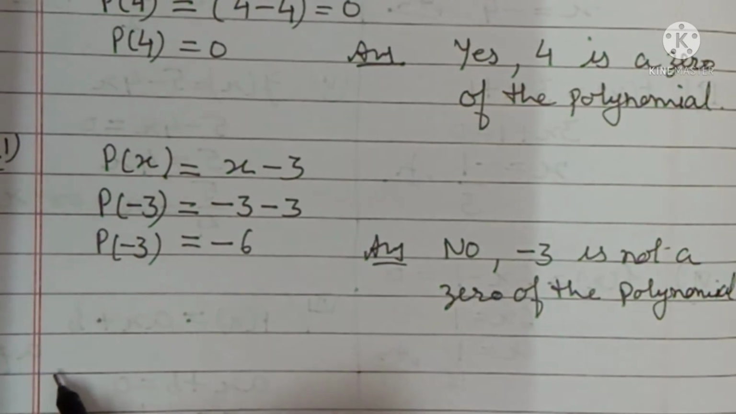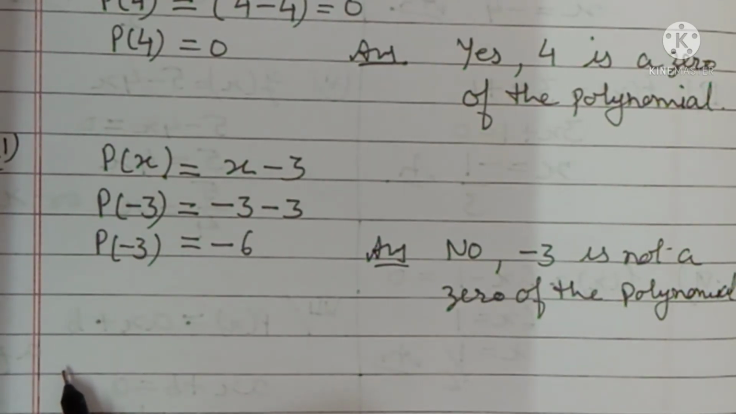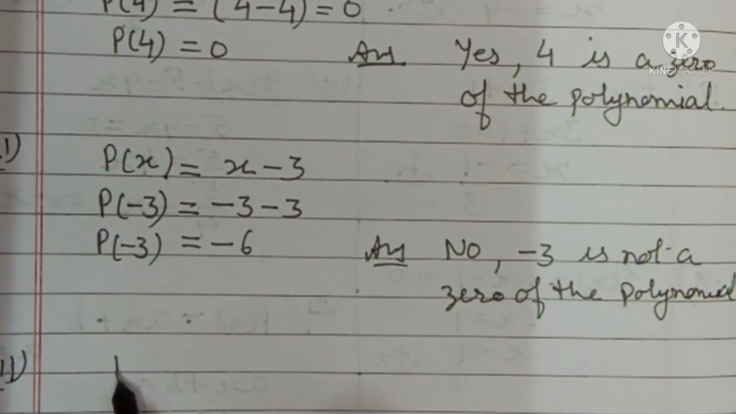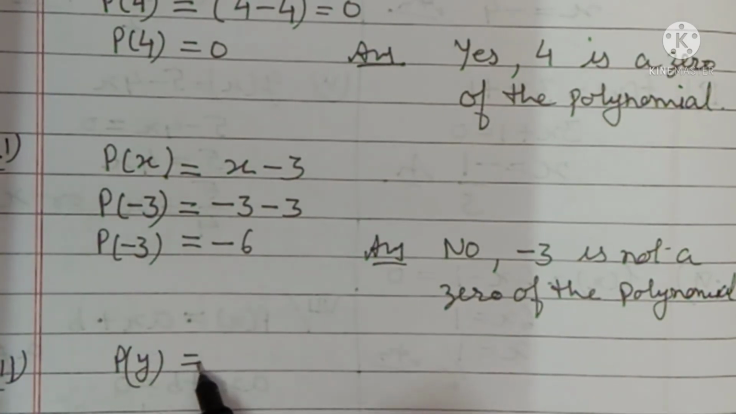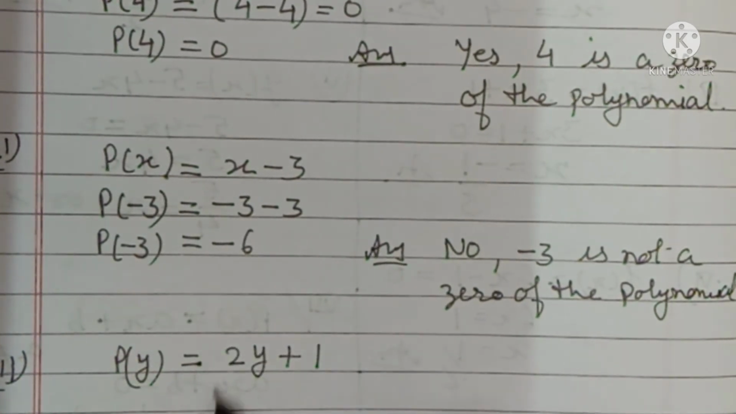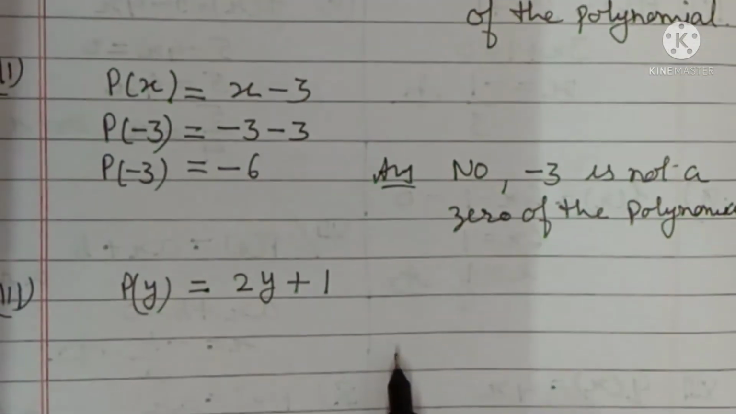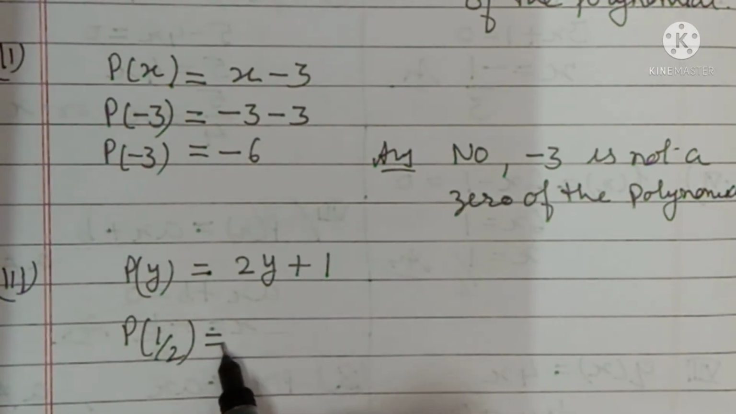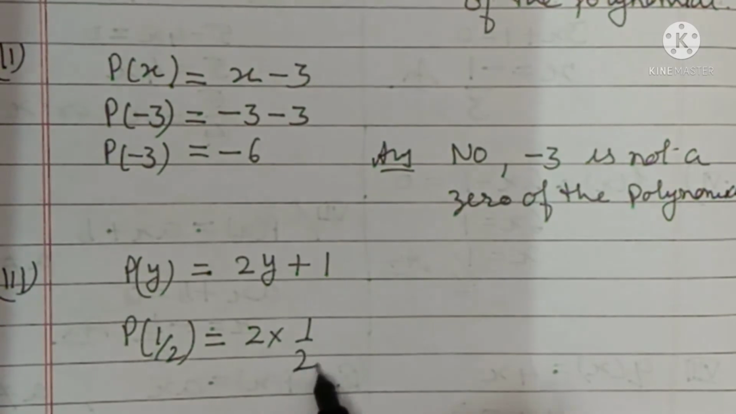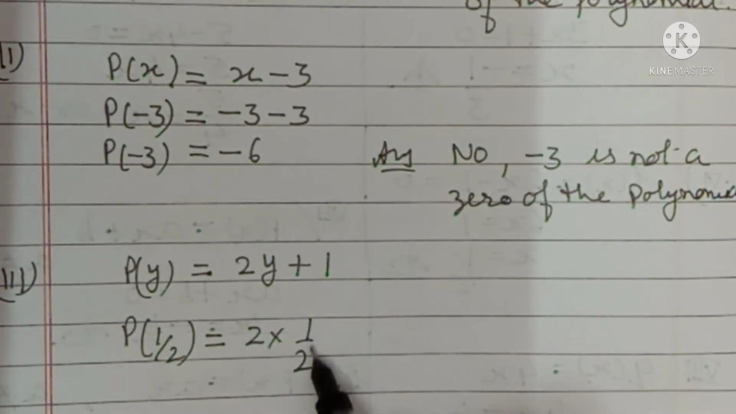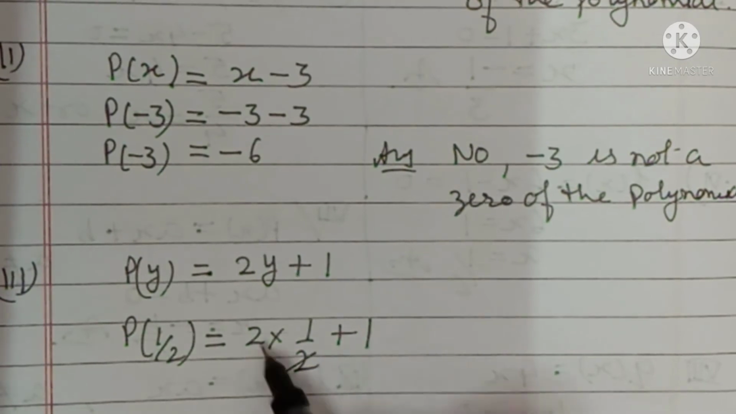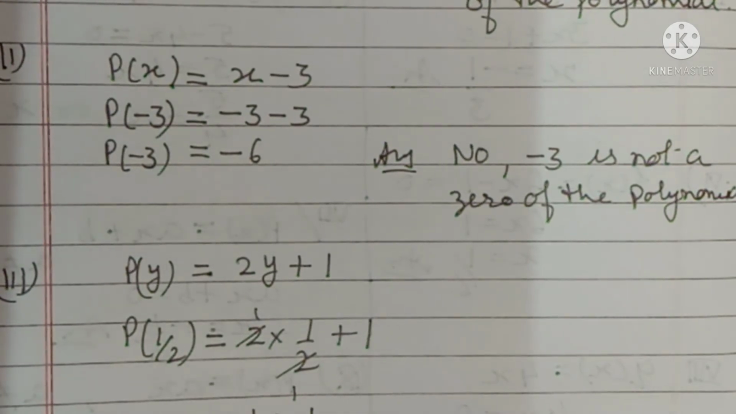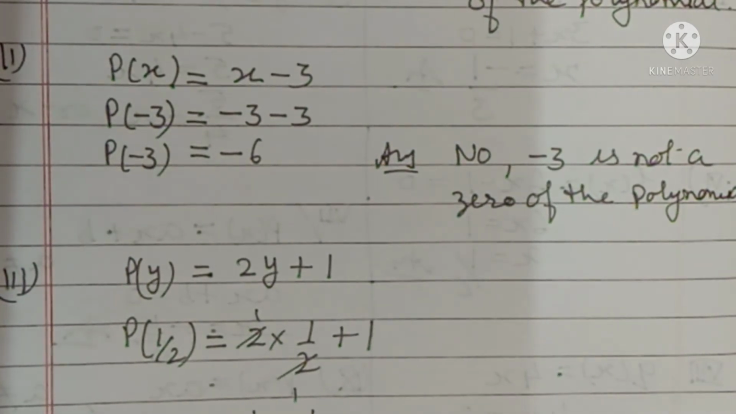Now the next part is minus 1 by 2 is a zero of the polynomial. The polynomial is p(y) = 2y + 1, and you have to find p(-1/2) = 2 into 1 by 2. Substitute the value of y, 1 by 2, plus 1. So 2 ones are 2. This becomes 1 plus 1, which is 2.